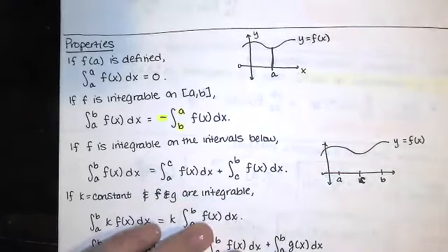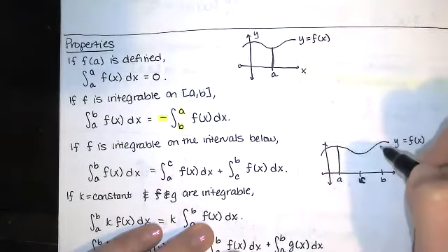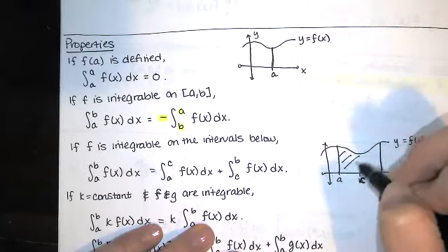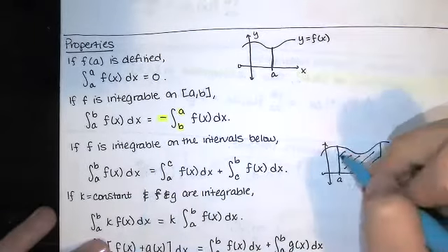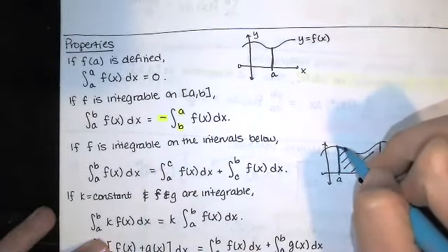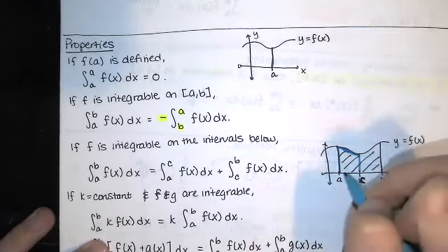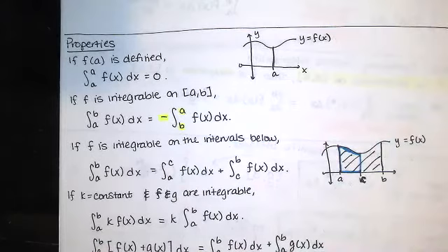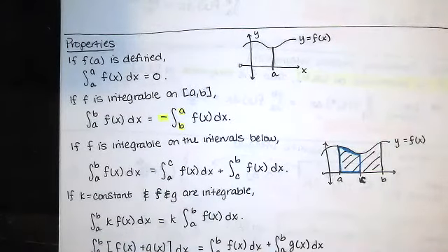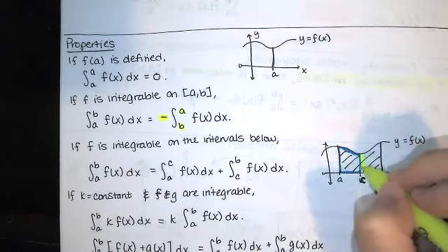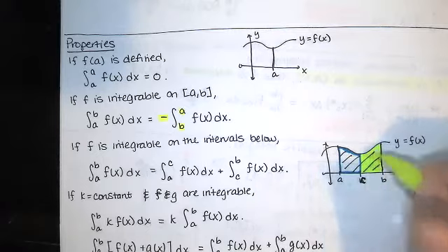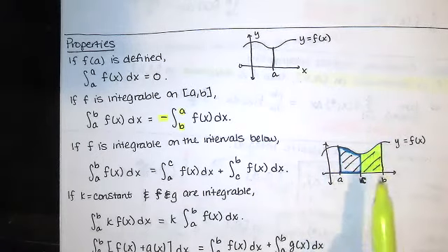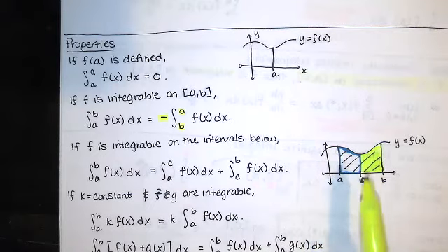What we're saying here is that the integral from a to b, which represents this area, is equal to the integral from a to c, so that's this area, plus the integral from c to b. And the integral from c to b is that value over there. Doesn't it make sense that the area under the curve from a to b would be the same as the area from a to c plus the area from c to b? I think it does make sense.